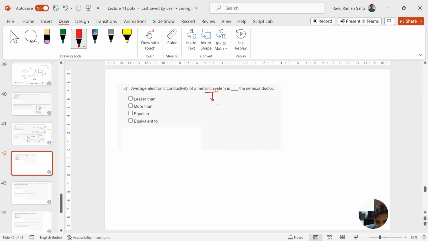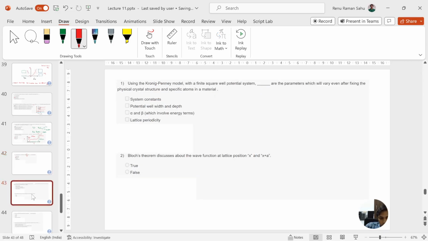How do you get 2? It is a metal. Average electronic conductivity. Okay. Is electronic conductivity more than the... Yeah, correct. Metal is more conducting than a semiconductor. Perfect. Okay. Now we can talk about this.